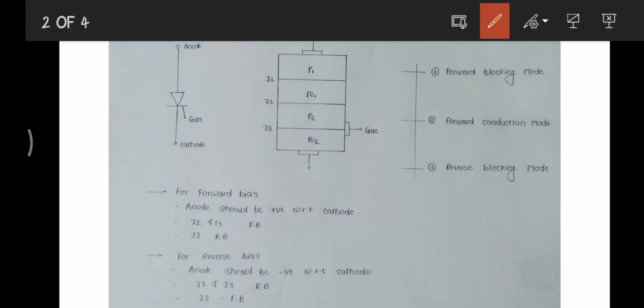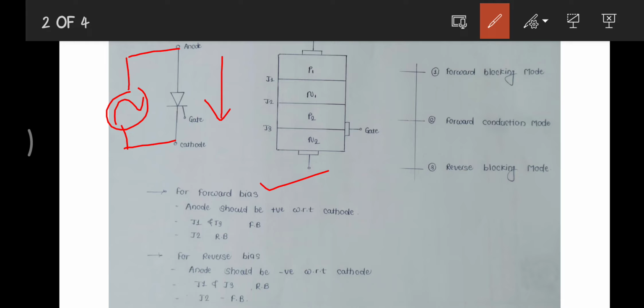Here is the anode and here is the cathode, and at that time we connect one AC source or DC source, because this device operates with both AC or DC supply. Now the current flows from anode to cathode, with the anode positive and the cathode negative, and this device works as a forward bias, as you can see here.